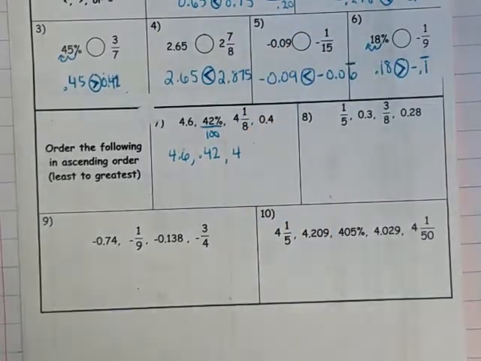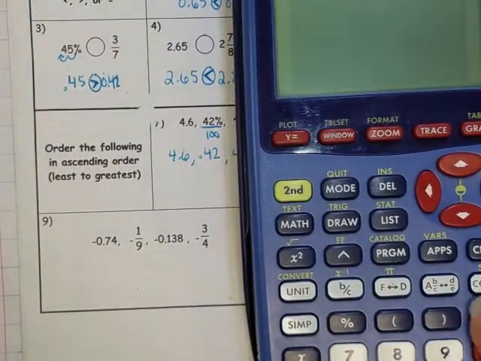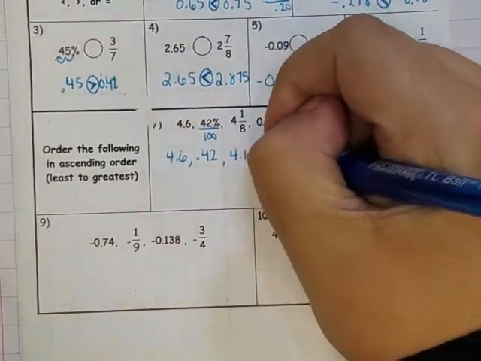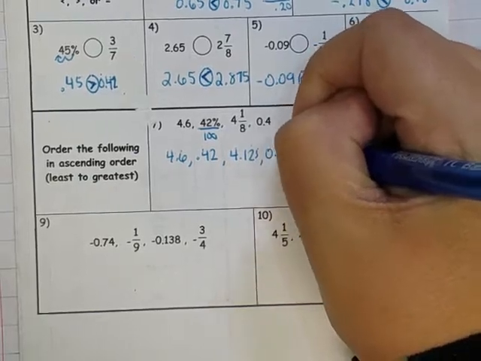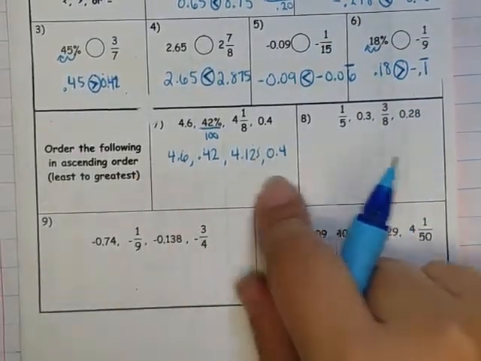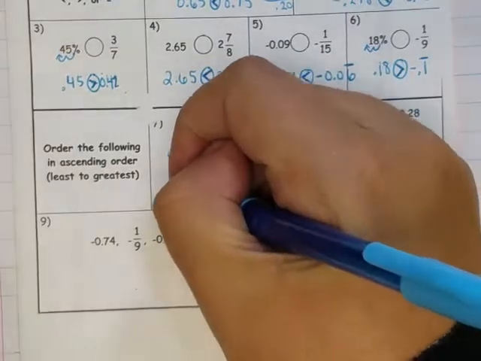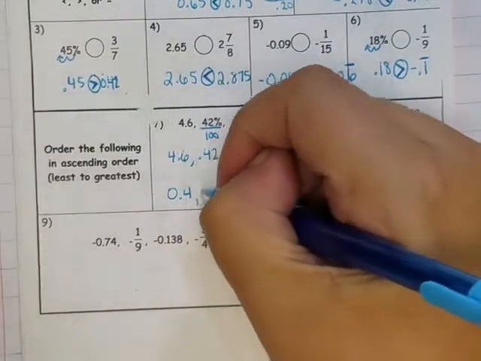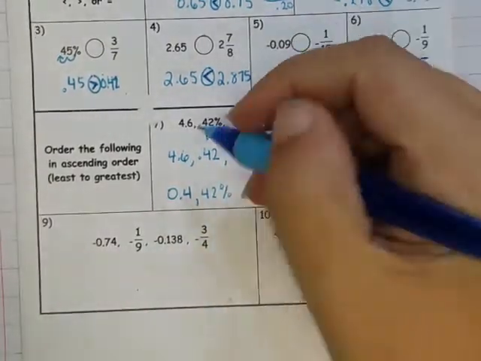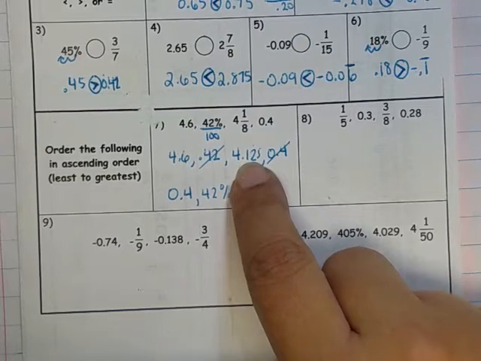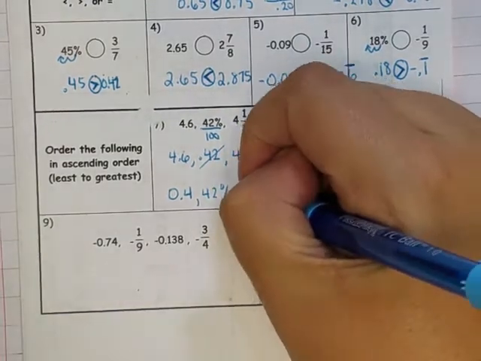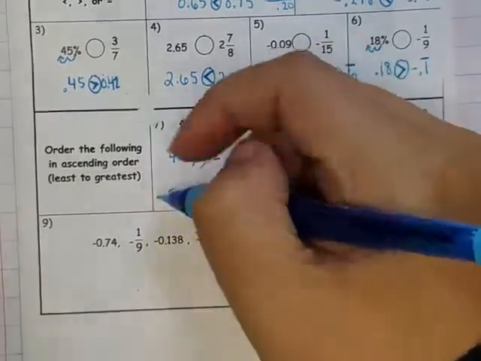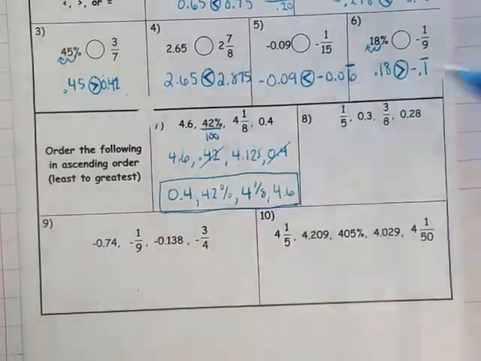We've got 4, and I'm going to change 1/8 to 0.125. And then 0.4. All right, I'm going to look at what my smallest value is. It's going to be this one right here. So I'm going to write that one first. And then my next value is the 42%. And then my next value is the 4.125, which is the 4 1/8. And then the 4.6. So it's going in order from least to greatest.